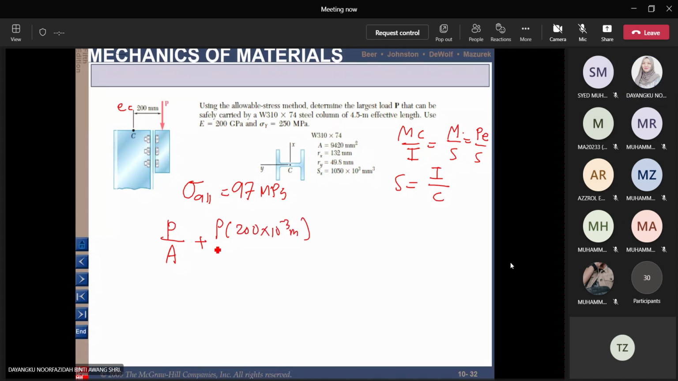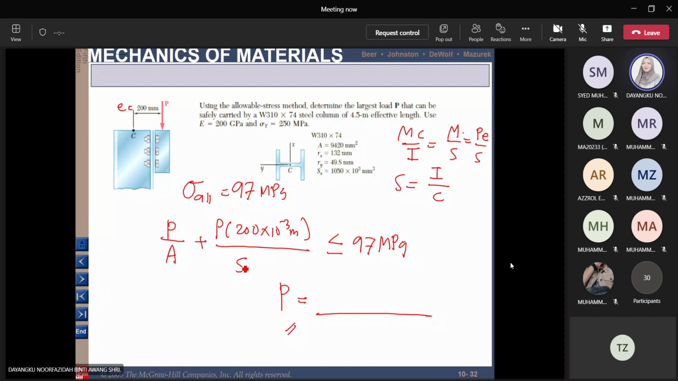divided by S. So PE over S, the value of S here, should be less than or equal to the 97 MPa that you calculated just now. So we will end up with the value of our P, which is given here. We can continue to calculate. Area is given there, S is also already given to you there. So you can put in the value to get the largest allowable load of P that you can get.